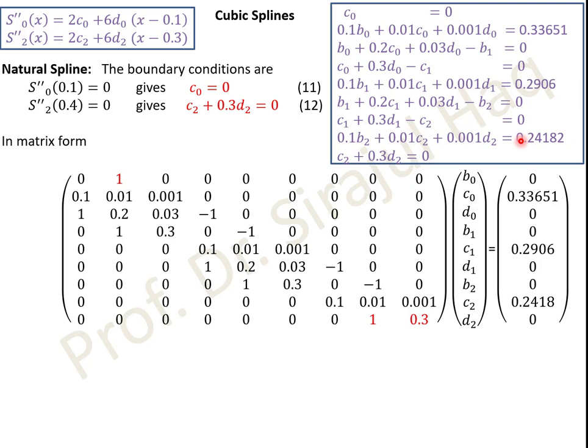Come to the next equation. Coefficients of B0, C0, D0, B1, C1, D1 are 0. You can see that these coefficients are 0. Coefficient of B2 is 0.1, coefficient of C2 is 0.01, and coefficient of D2 is 0.001, and the right hand side is 0.2418.